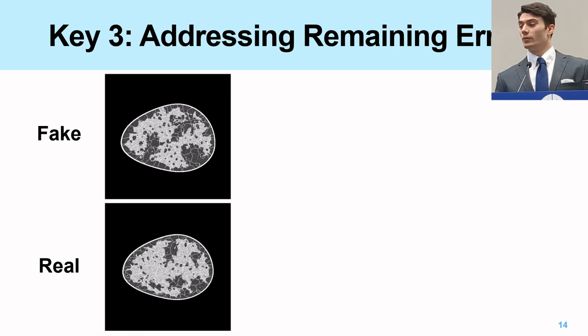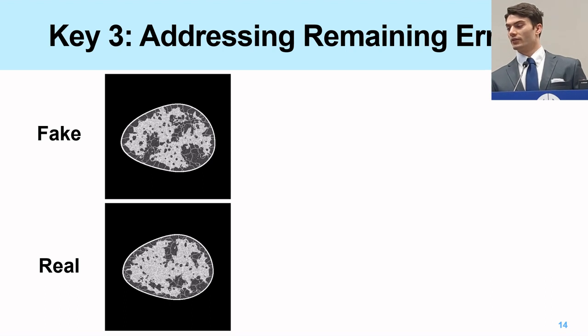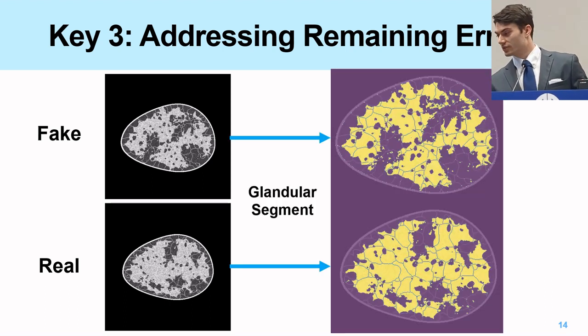So that's key 2. Now key 3 is addressing remaining errors. Once again here you see a fake image that looks like it's perfectly real on its own. However, if you segment just the glandular tissue, what you see are these small little bits of noise around the borders of the ligaments. And this can be pretty impactful, even though, once again, you wouldn't see them with the naked eye.